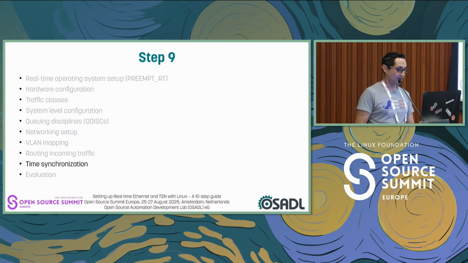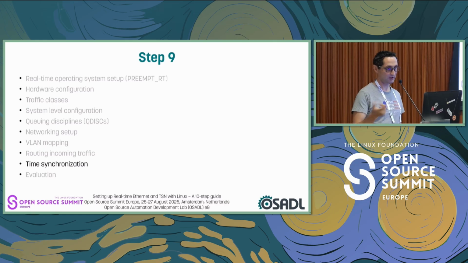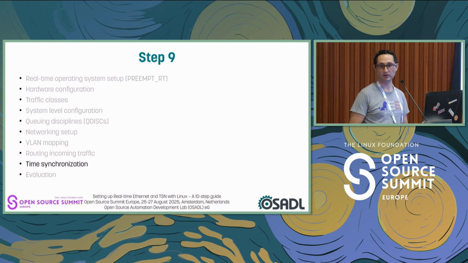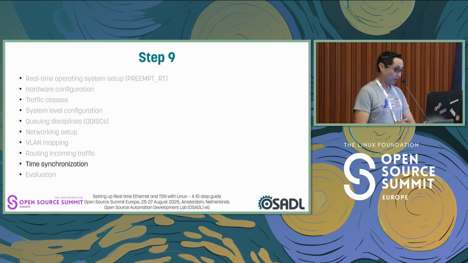Last but not least, we've got 2 critical traffic classes. One was just random traffic. The other one was reserved for time synchronization. And this is the last topic I wanted to cover: how can you do the time synchronization between both systems? We want to use PTP.